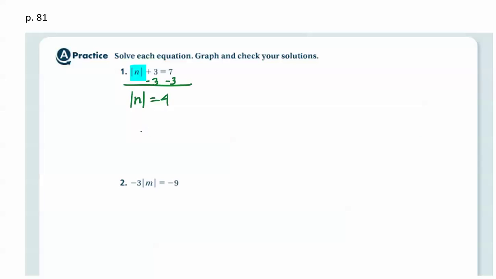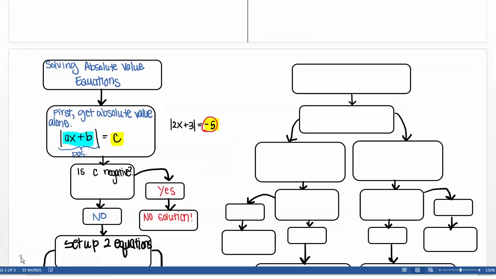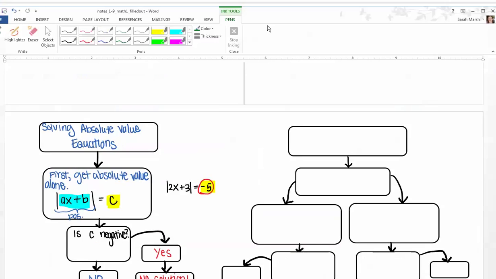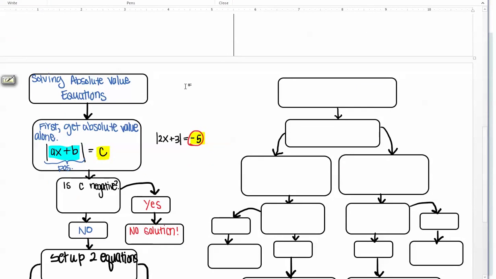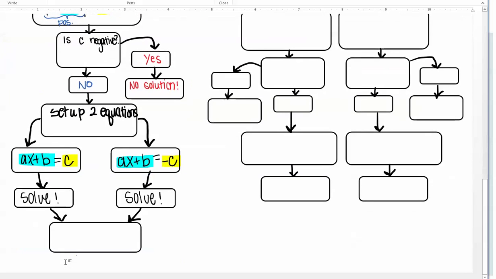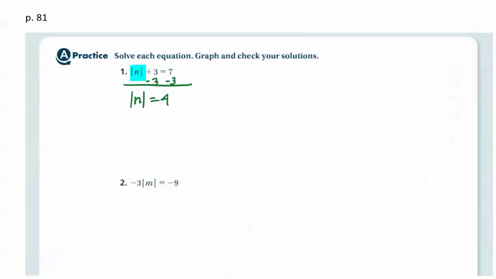Now that we have the absolute value all alone, the other step that we need to do is check the value of c. Is c negative? No, it's positive 4. Okay, so it's a no. So now we're going to go to the part where we set up two equations. We take the inside of the absolute value is equal to the positive number outside, and the inside is equal to the negative version of the outside. And then we solve both of those.